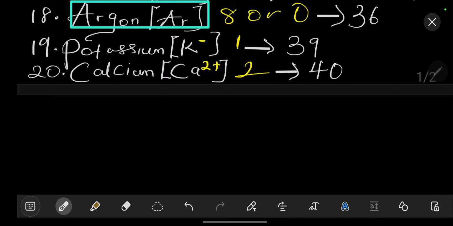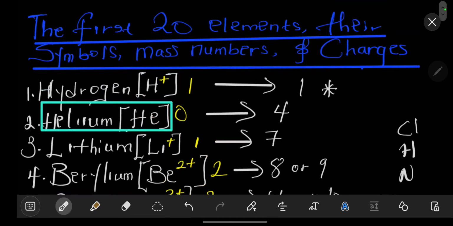So guys, this is it. I tried as much as possible not to make the video too long. So the first 20 elements, the charges, the mass numbers of the first 20 is done in 20 minutes. What a coincidence. Alright guys, exactly 20 minutes.